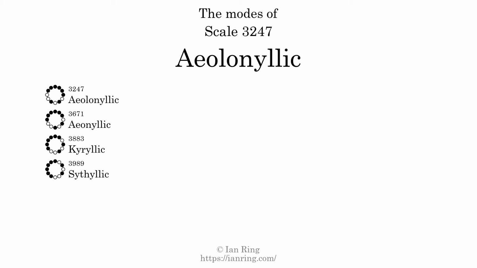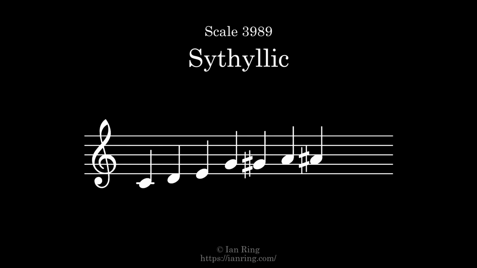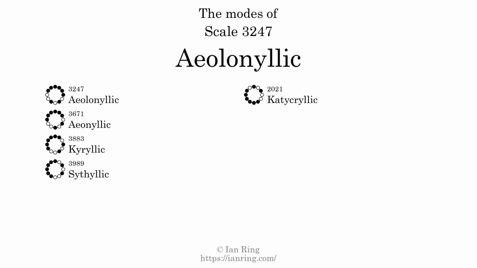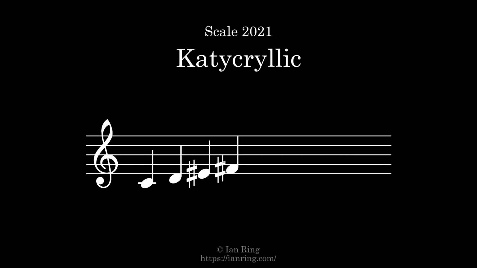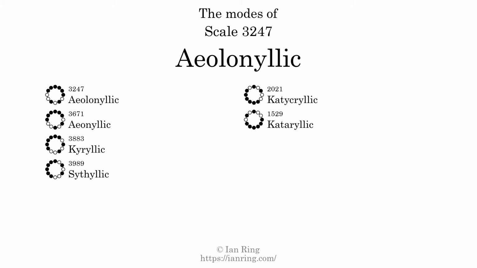The fourth mode is scale 3989, also known as Cyrillic. It sounds like this. The fifth mode is scale 2021, also known as catacrylic. It sounds like this. The sixth mode is scale 1529, also known as catarylic. It sounds like this.